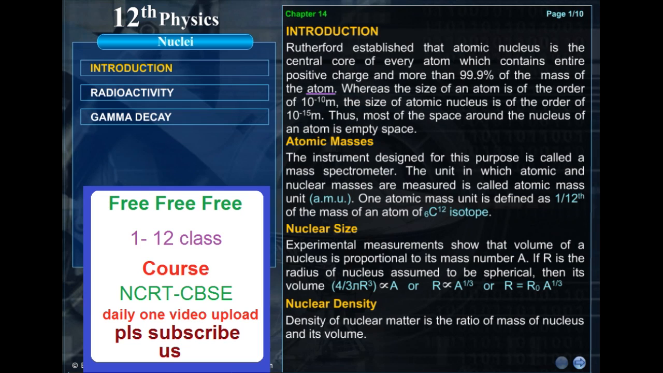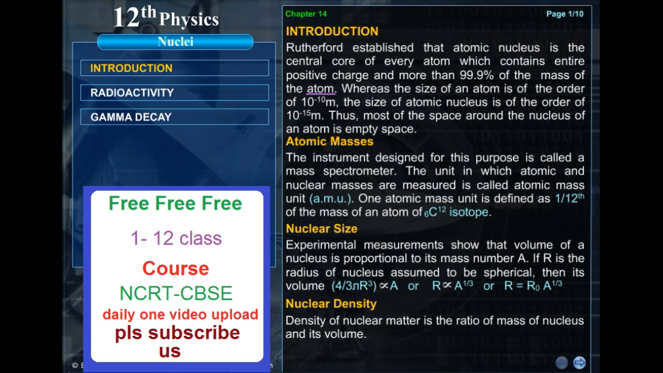Atomic masses. The instrument designed for this purpose is called a mass spectrometer. The unit in which atomic and nuclear masses are measured is called the atomic mass unit, or AMU. One atomic mass unit is defined as 1/12th of the mass of an atom of the C-12 isotope.